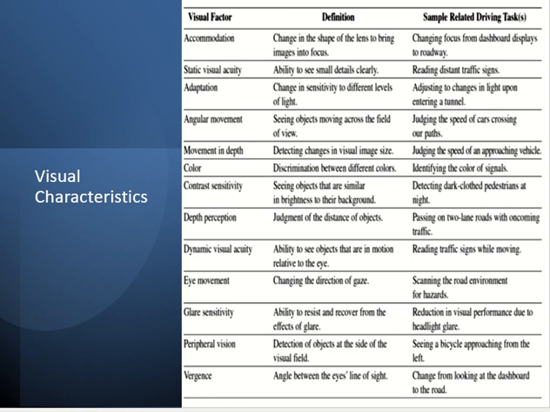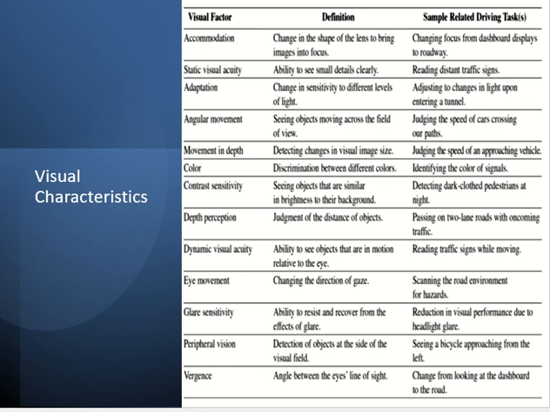Then we have vergence, which is the changing of angle for different objects which you are looking at. For example, changing from looking at the dashboard to the road, so it's a different angle. The dashboard is much lower, the road is much higher. So this changing of angle is called vergence.